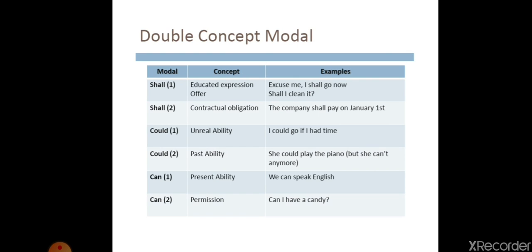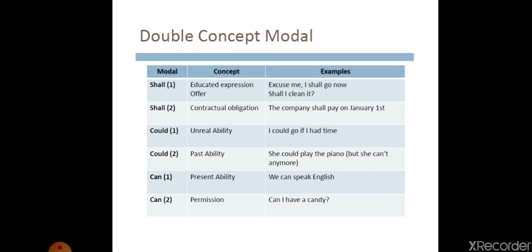Now contractual obligation, by obligation I mean that it is our duty, commitment. The company shall pay on January 1st. Now could shows unreal ability as well as past ability. I could go if I had time. She could play the piano, but she can't anymore. So she could play the piano shows the past ability of the individual.